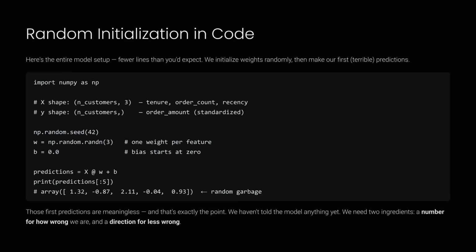Setting up the model in code is straightforward. We import NumPy, initialize our weights randomly, and calculate initial, albeit meaningless, predictions. From here, we need a way to measure how wrong we are and how to improve.